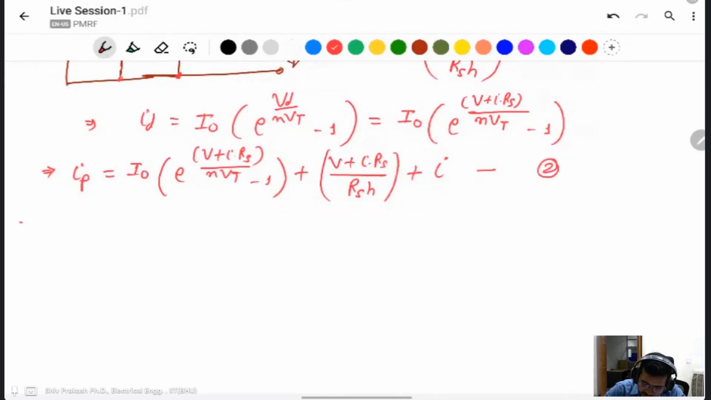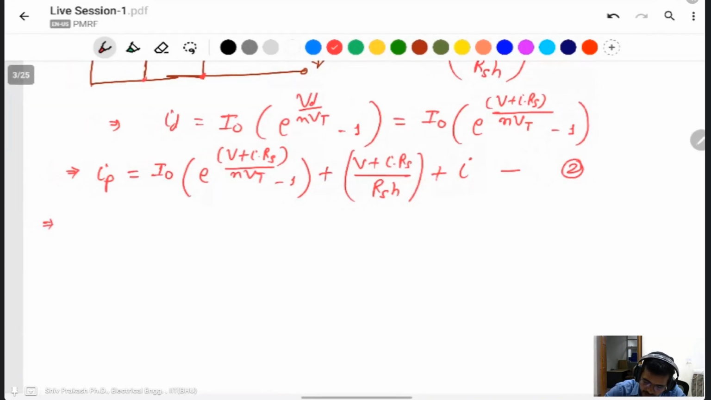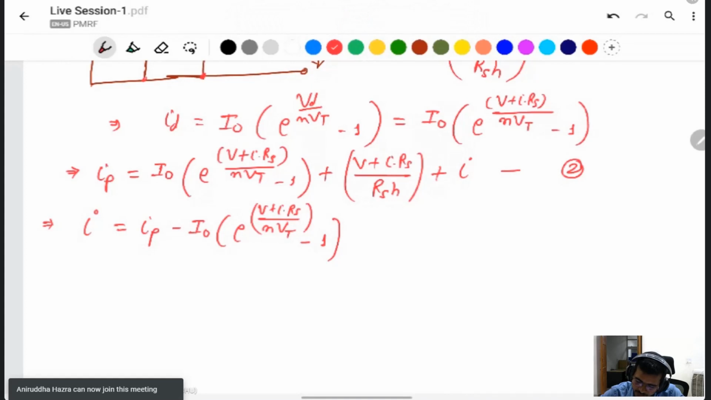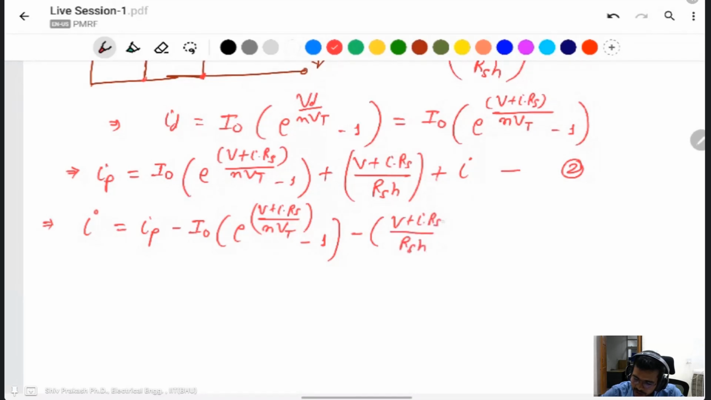Equation number two, you can find the PV output current I as photovoltaic current IP minus diode current, this one I naught e to the power V plus I into RS divided by NVT minus 1, minus V plus I into RS divided by RSH. This one is the solar PV current equation.